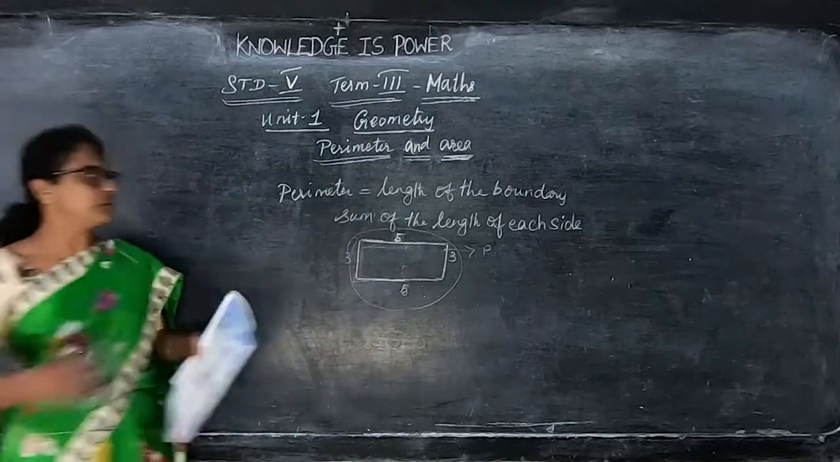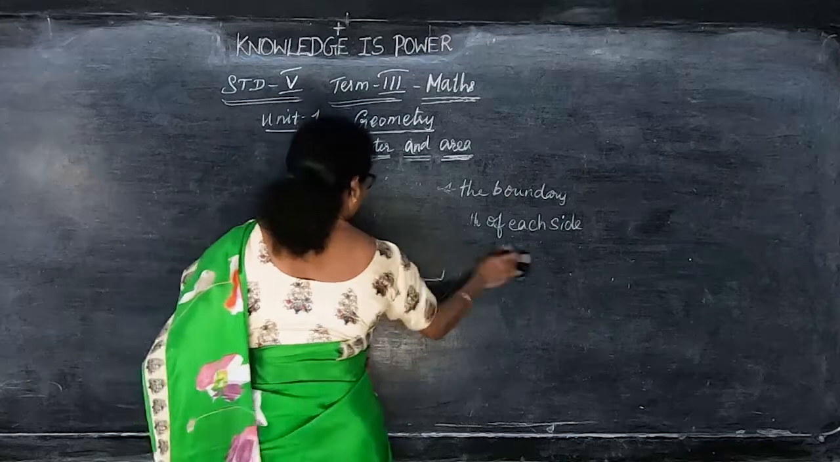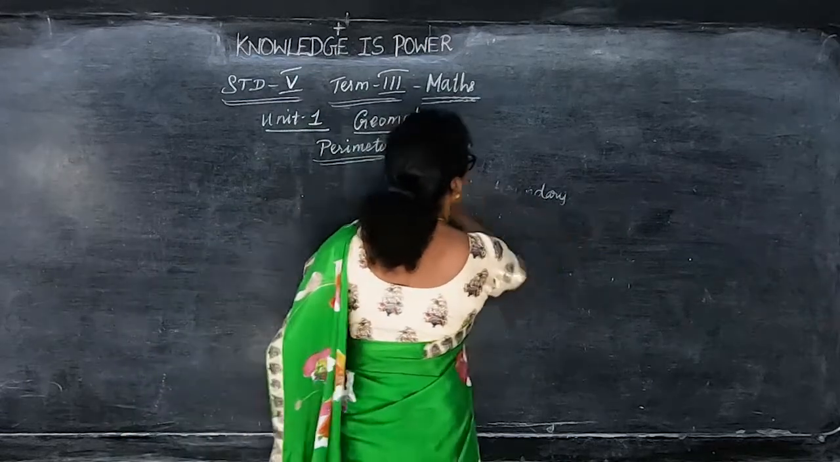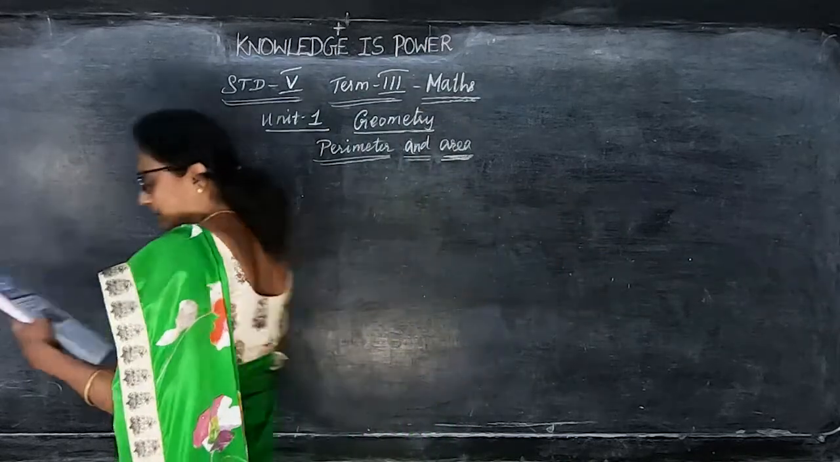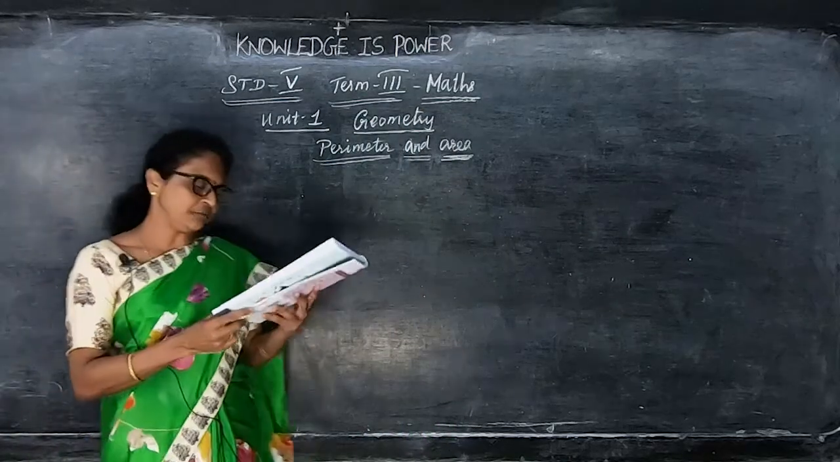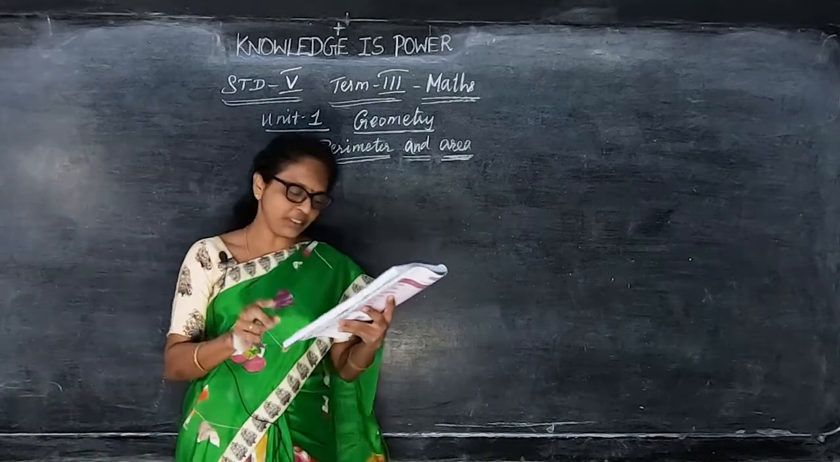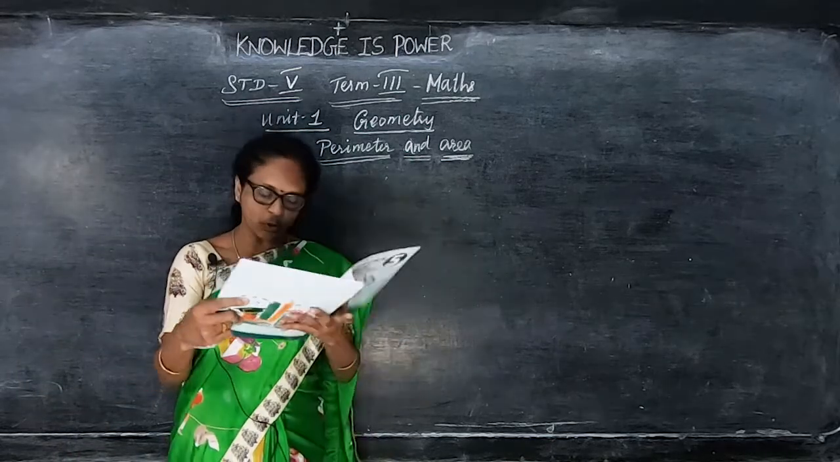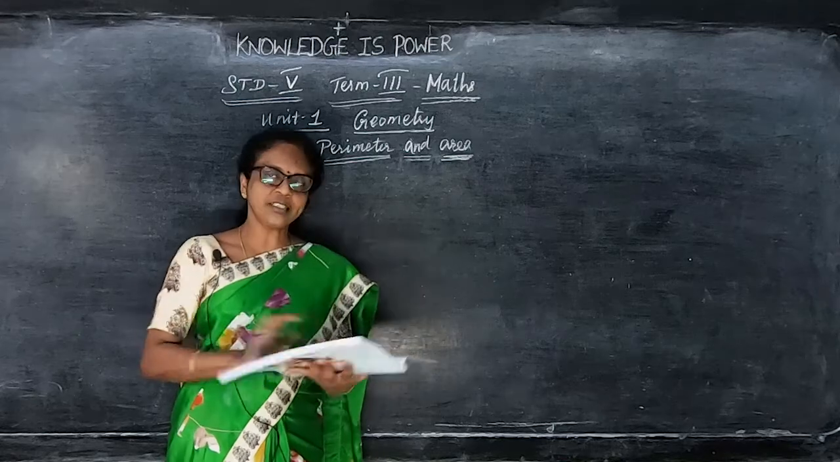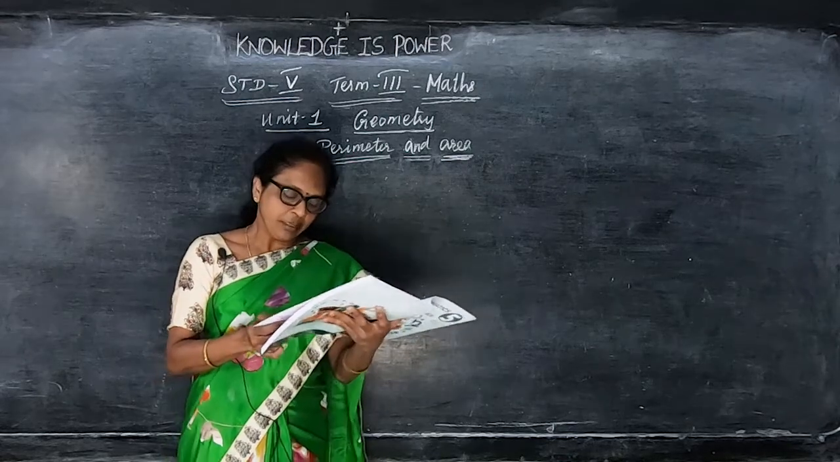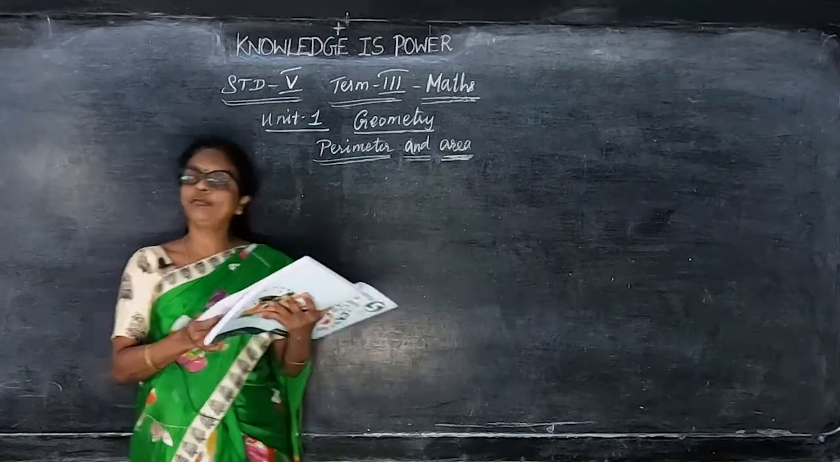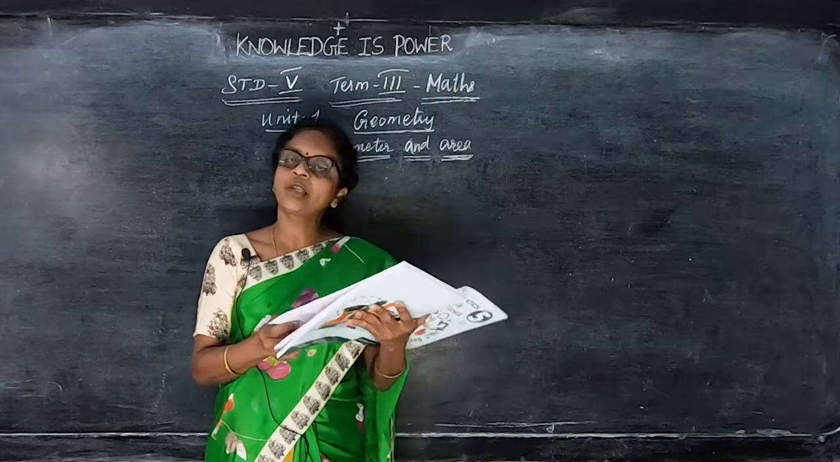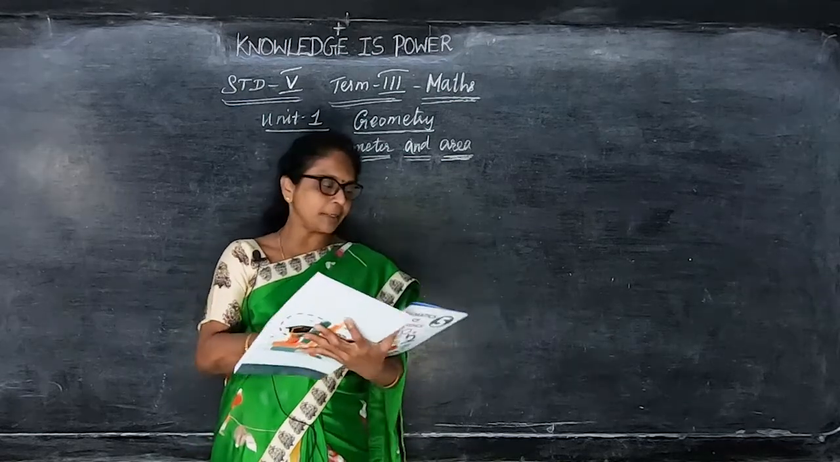So that we can know the perimeter, how much fencing we need. We'll see examples one by one. The length of the boundary is equal to the sum of the length of each side, and the length of the boundary is called the perimeter. That is the sum of all the sides. Perimeter is used in framing a photo frame and for fencing vacant land.